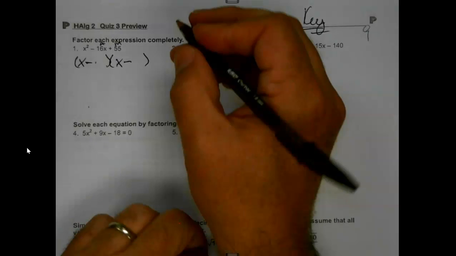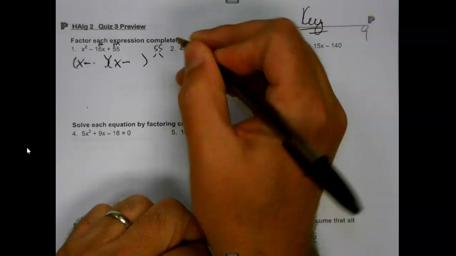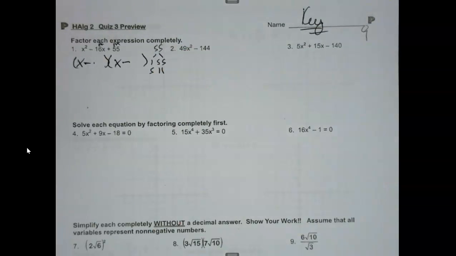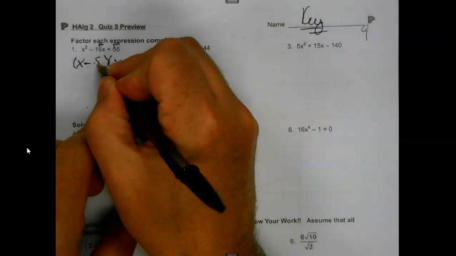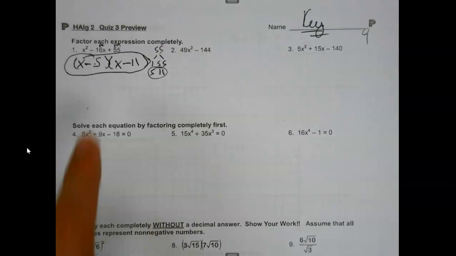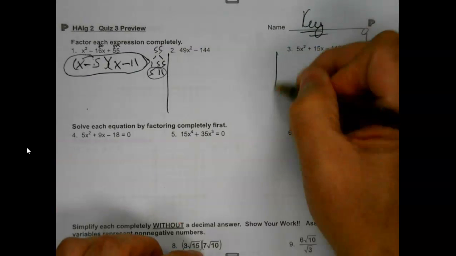55, I don't have a ton of options. If I were to start playing with my calculator, there's my options. So this is kind of easy. 5 and 11. It does not say solve. There is no equals. Do not find x.